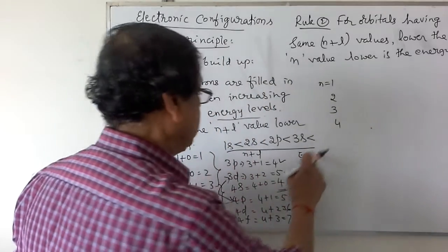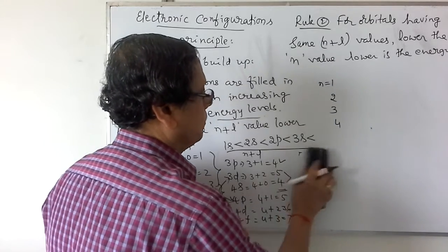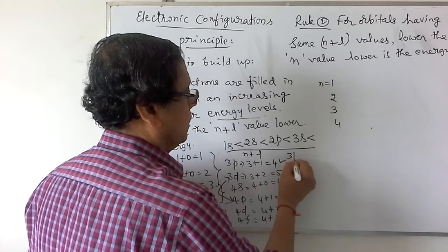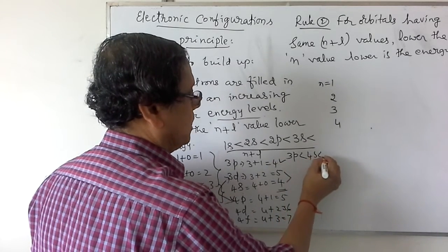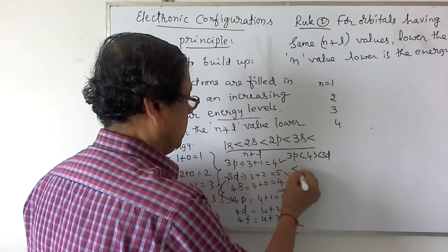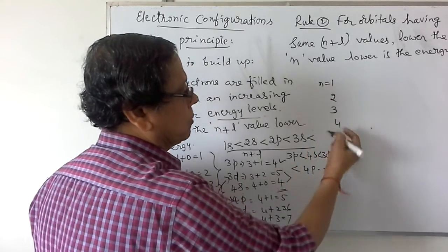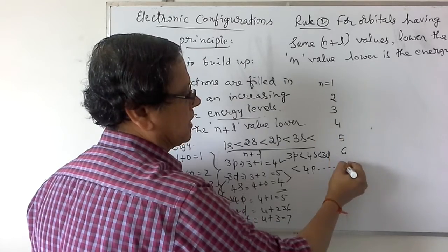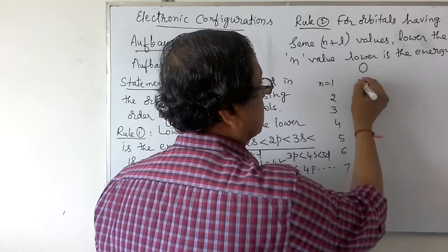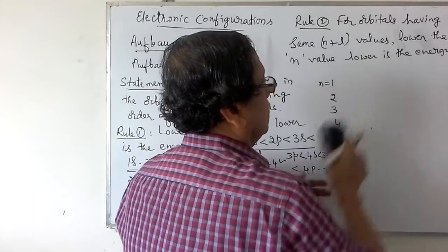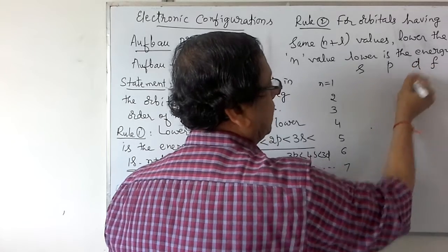I will write this 3s, then lesser than 3p, lesser than 4s, lesser than 3d, lesser than 4p, etc. Now we write n is equal to 1, 2, 3, 4, 5, 6, 7 like this. Then here you write s orbital for this, s, p, d and f orbital.